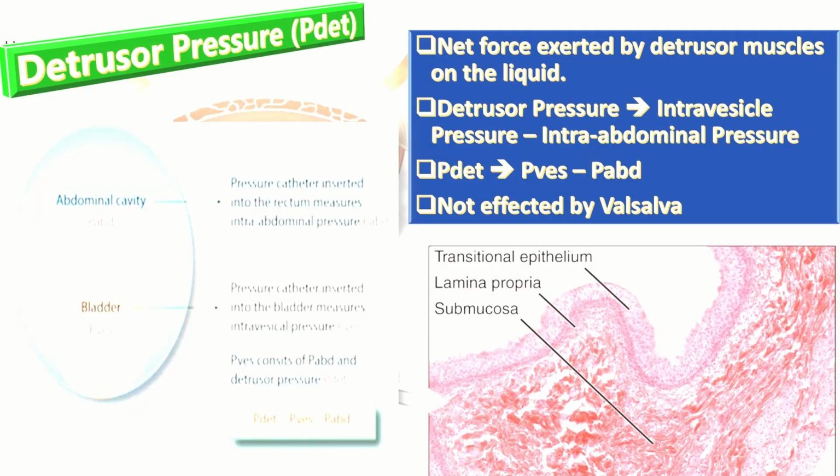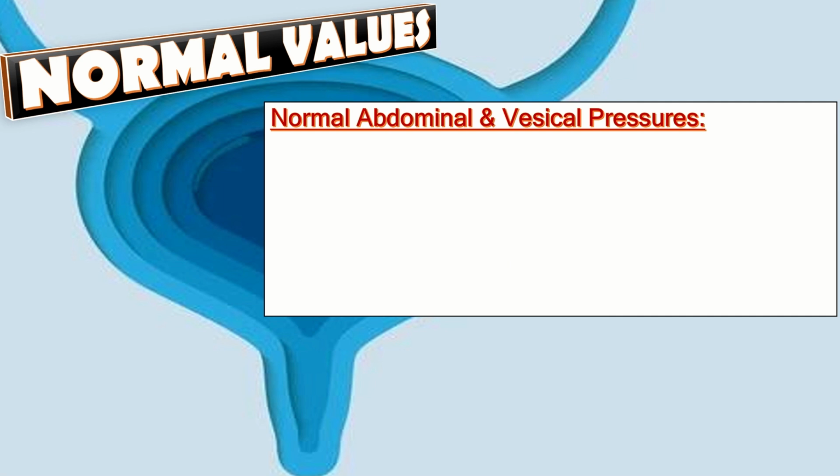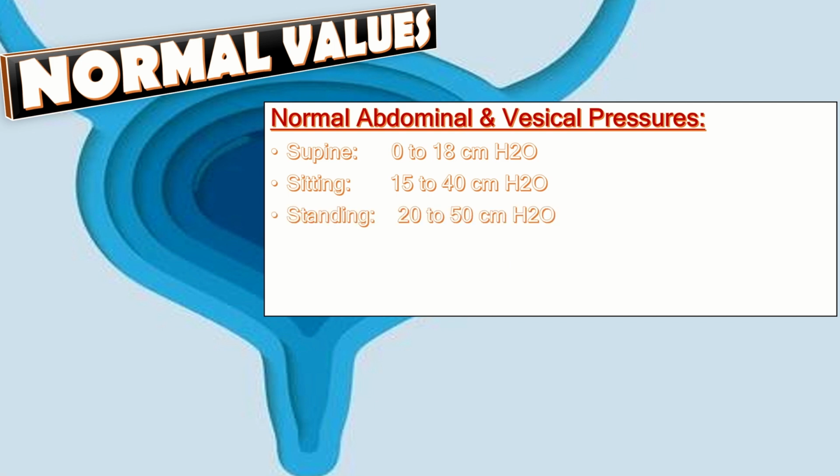Here we have normal values. The normal abdominal and vesical pressures in supine position is 0 to 18 centimeter of water. In sitting position, it is 15 to 40 centimeter of water. In standing position, it is 20 to 50 centimeter of water. The detrusor pressure, which is equal to vesical minus abdominal pressure, is between -5 to +5 centimeter of water.